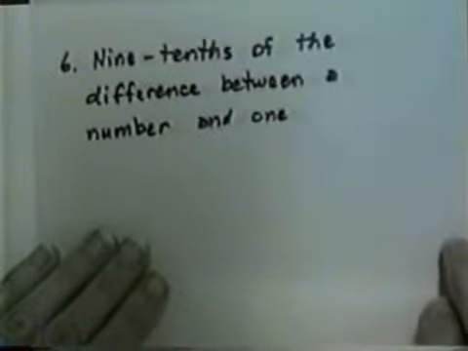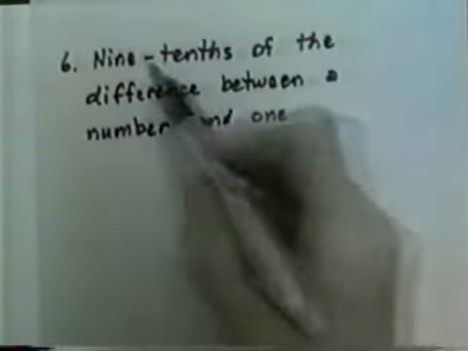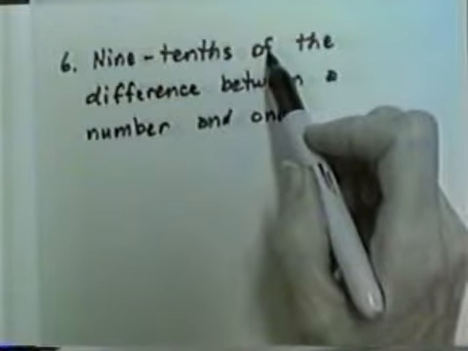Our next example, the last one we'll look at: 9/10 of the difference between a number and 1. The key phrase we have here is "of," a fraction of something.